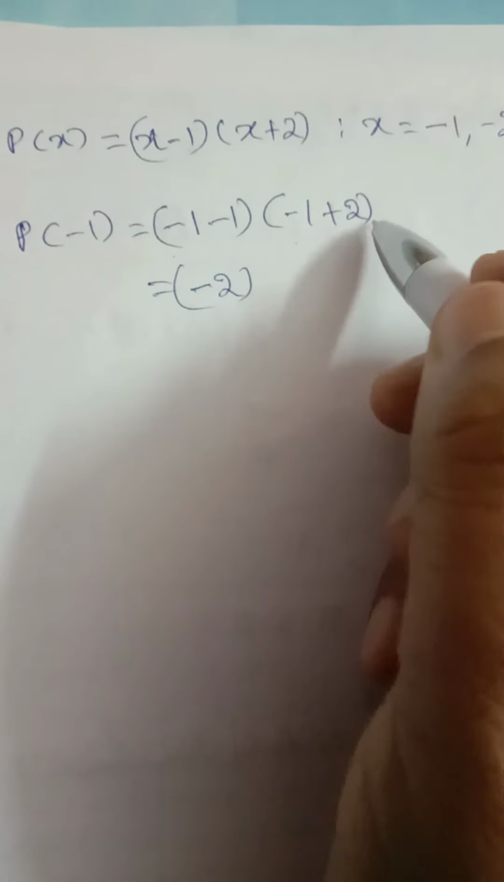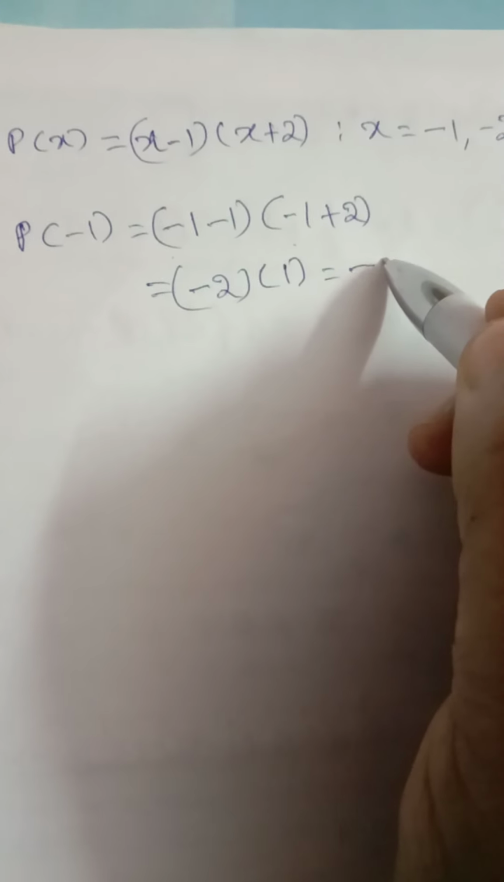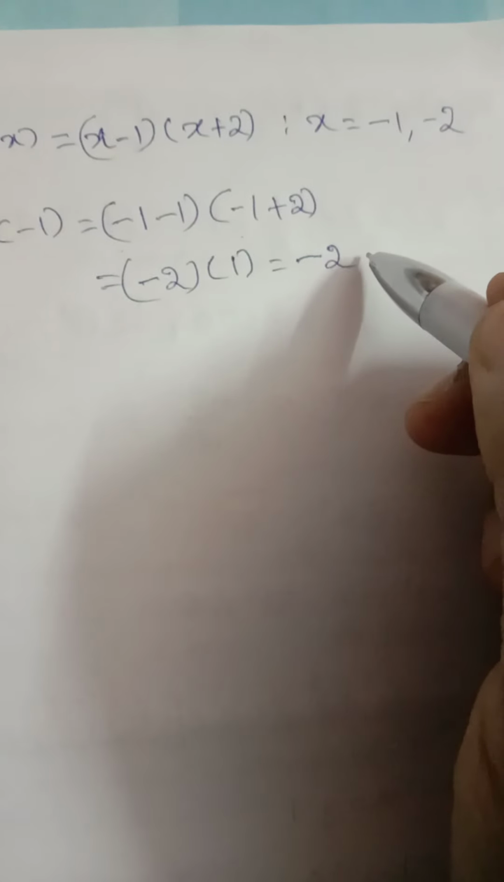Next, question number 5. P of x is equal to (x minus 1)(x plus 2), x is equal to minus 1, minus 2. P of minus 1 is equal to (minus 1 minus 1)(minus 1 plus 2), which is minus 2 into 1, is equal to minus 2. Minus 2 is not equal to 0.